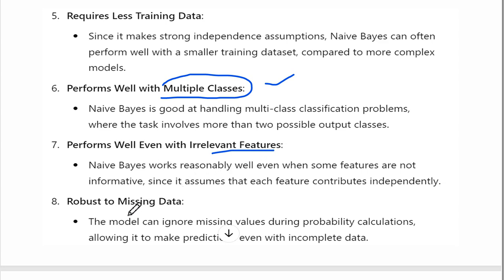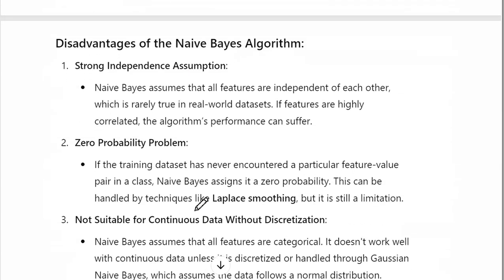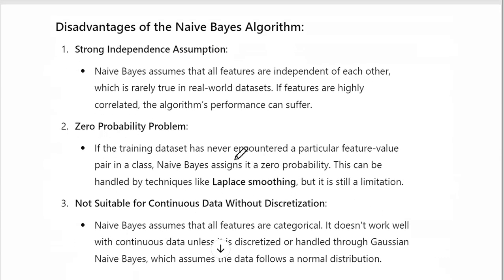And it is robust to missing data, this is one more advantage. Even if you have missing data in your data set, it works well. Why? Because when we are finding the likelihood probabilities, the likelihood probability values may decrease, or that will impact the number of classes. That's why it works very well even with missing data in the data set. Those are the advantages of naive Bayes.